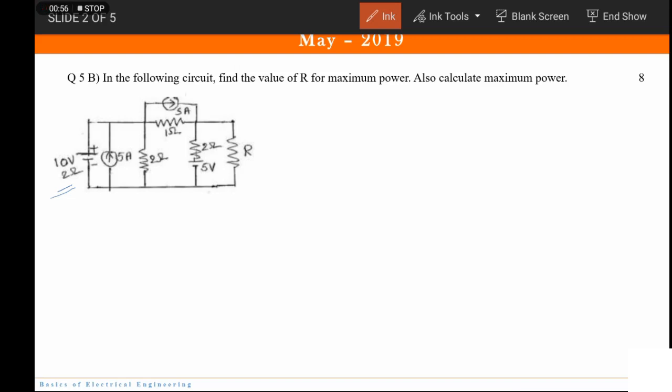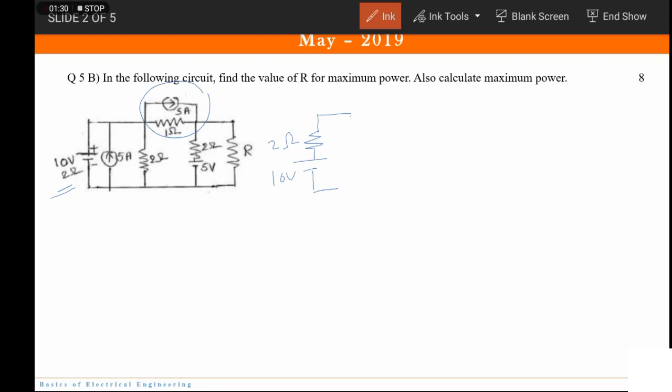Okay, so how are we going to represent it? Here we have R and 10 volts. So this is how it is represented. Then we have 5 ampere, fine, and 2 ohms. Now what we will be doing is, we will be simplifying the circuit. First we will be simplifying this and next we will be simplifying this. So how do we simplify it? We will be using the source transformation method.